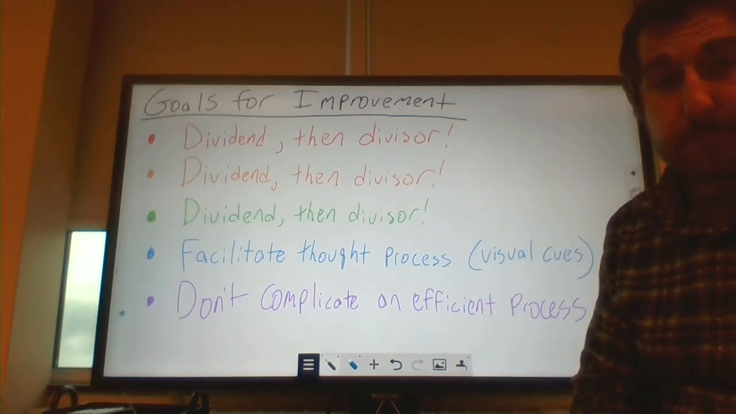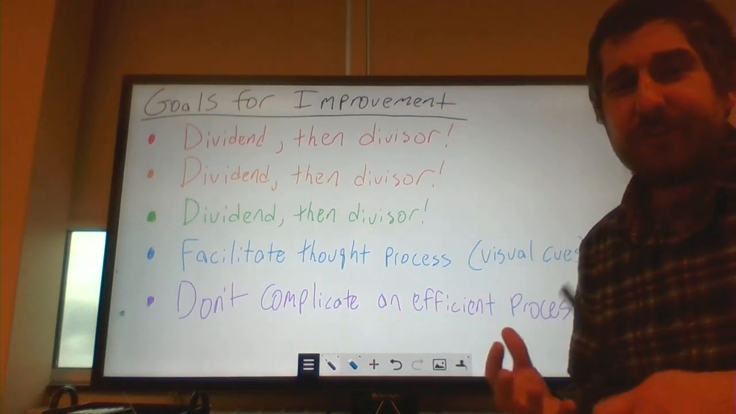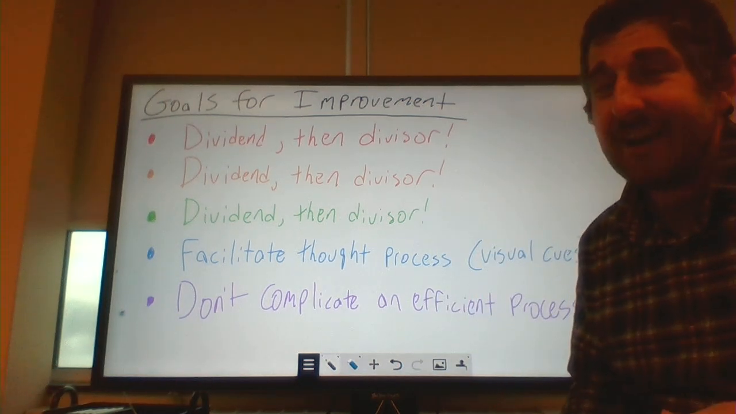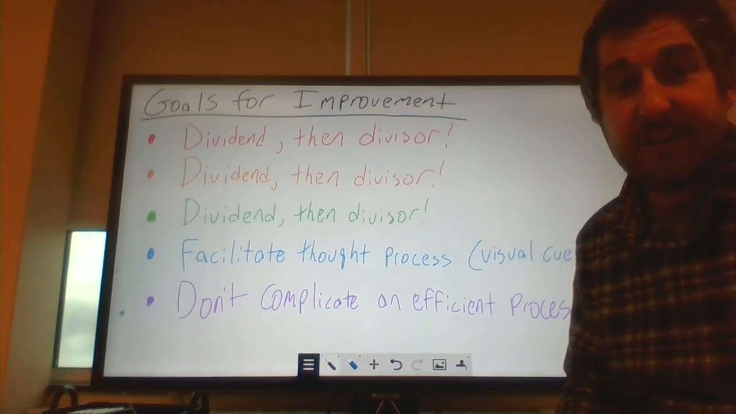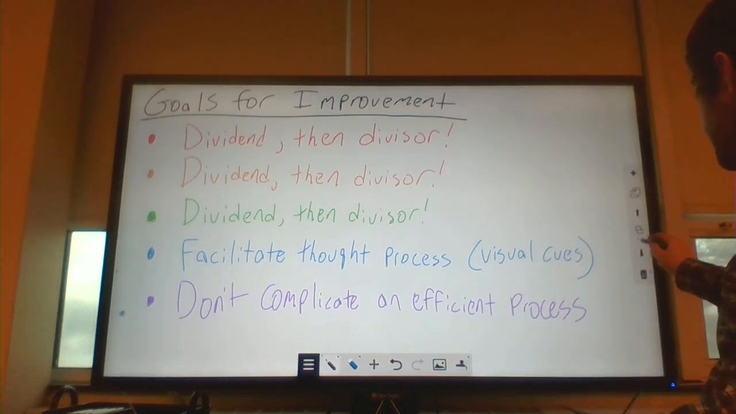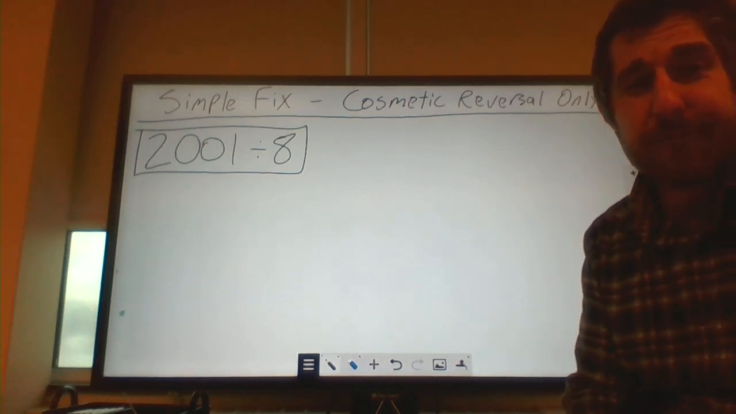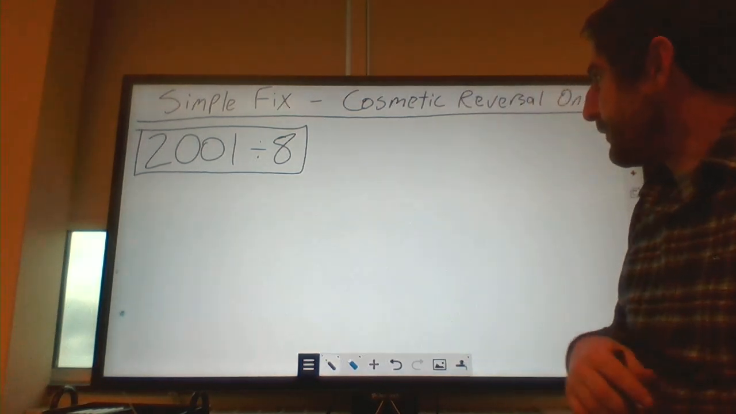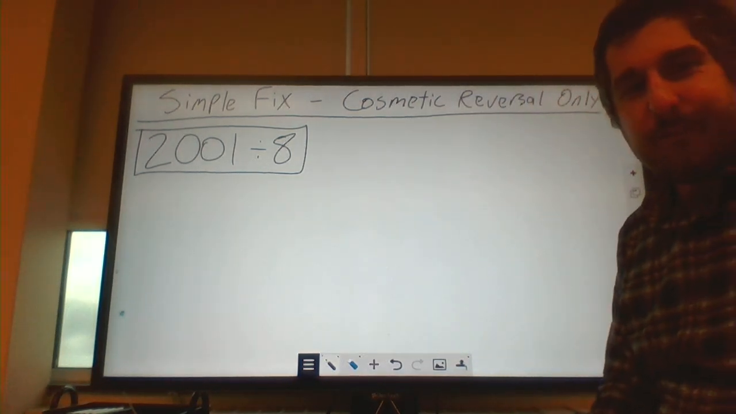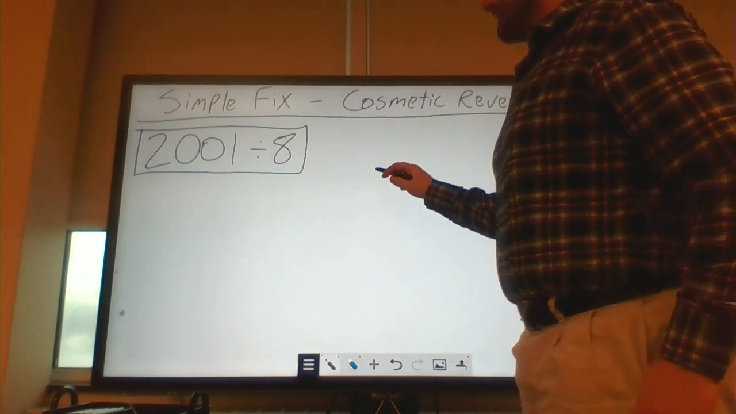Dividend, then divisor. And so when all was said and done, I ran through a bunch of different ways that I could accomplish this. And to be honest, I settled on the simplest and most conservative fix of all of them. And that was simply to just reverse the order of the numbers and do nothing else. So this is my great Rogue Math long division, which really just seems like common sense. 2001 divided by 8.